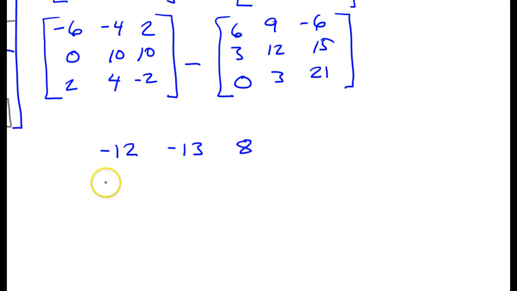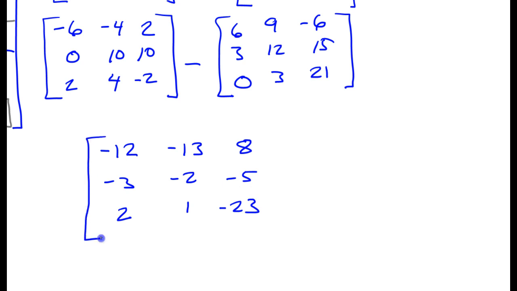0 minus 3 is -3. 10 minus 12 is -2. 10 minus 15 is -5. 2 minus 0 is 2. 4 minus 3 is 1. And -2 minus 21 is -23. So this is the final answer.